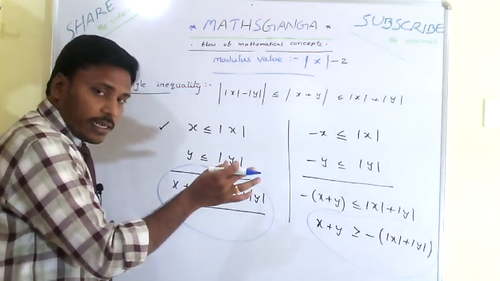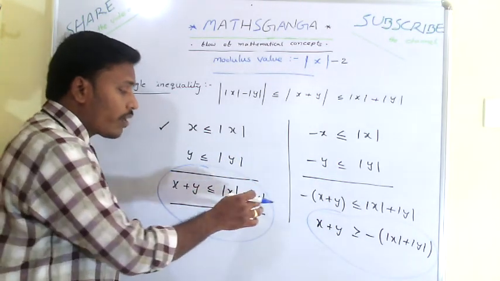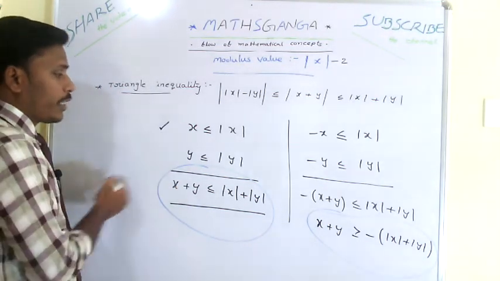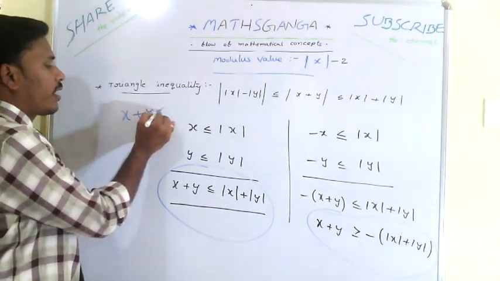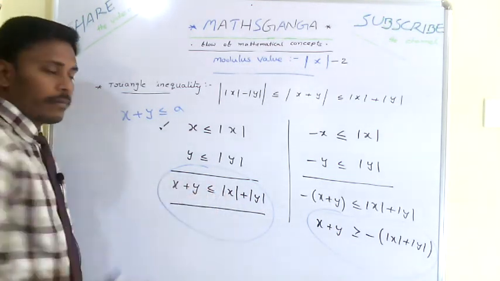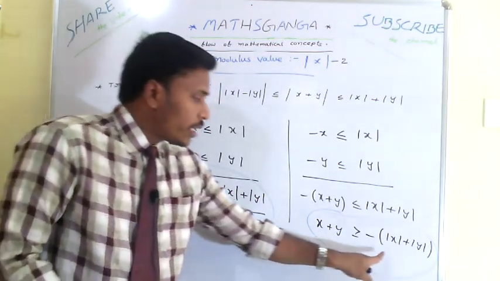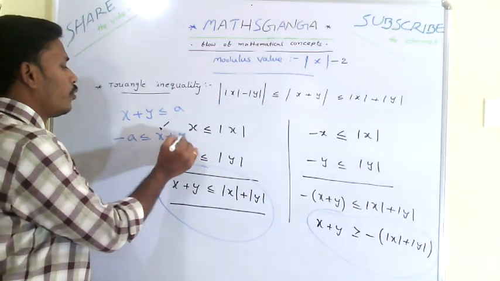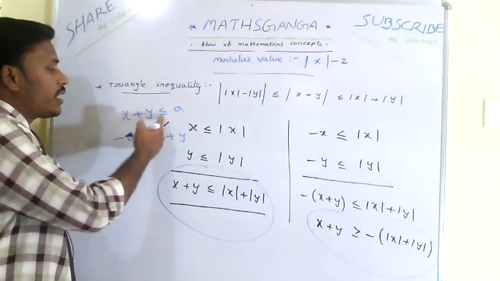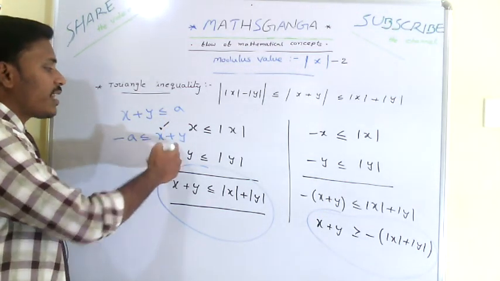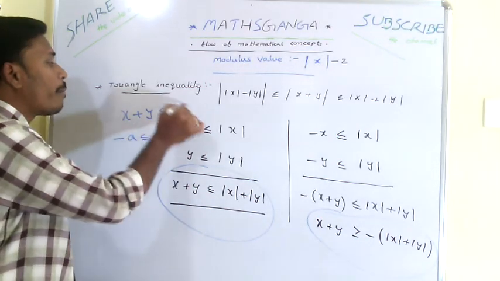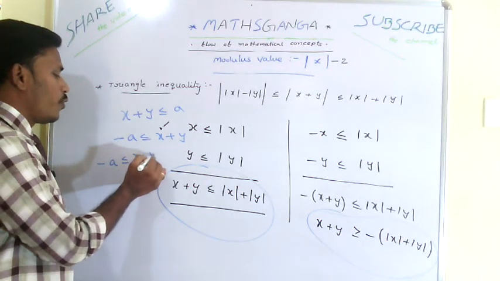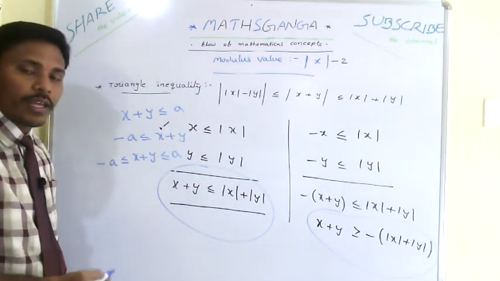For our convenience, treat mod x plus mod y as some a. From here we have that x plus y is less than or equal to a. If you treat this as a, we have that minus a is less than or equal to x plus y. X plus y is less than or equal to a, and minus a is less than or equal to x plus y. By combining these two, we have minus a is less than or equal to x plus y, which is less than or equal to a.